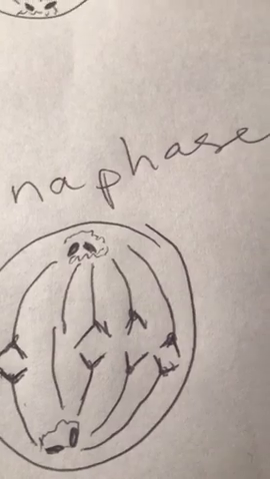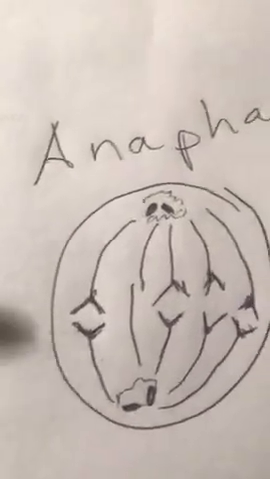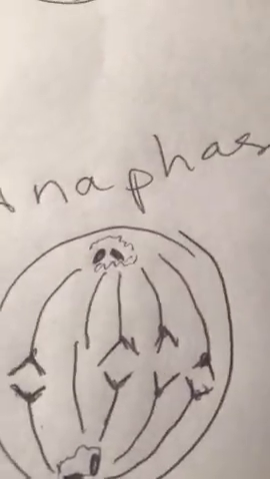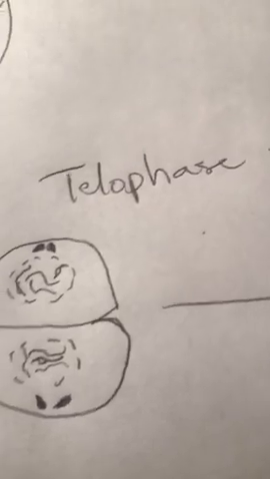Also at this part, the spindle fibers kind of move back, so it elongates the cell and prepares it for the final stage. And the final stage is telophase followed by cytokinesis.